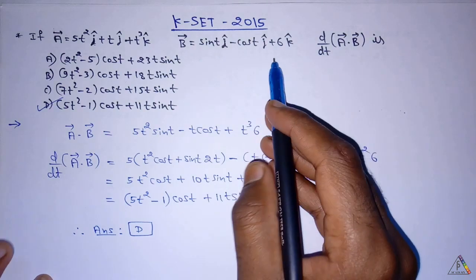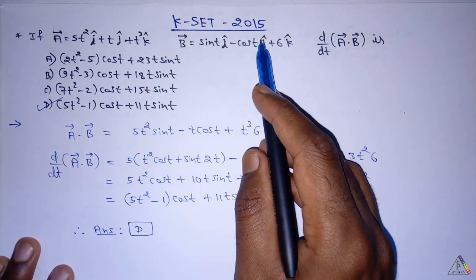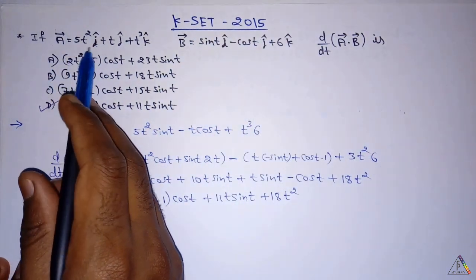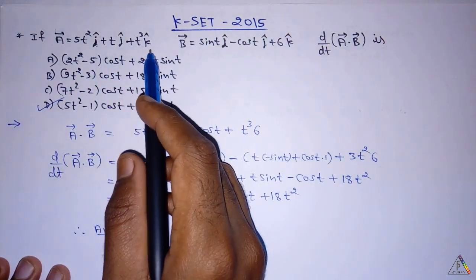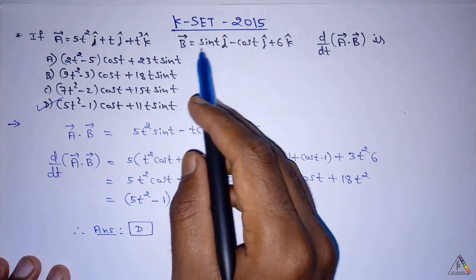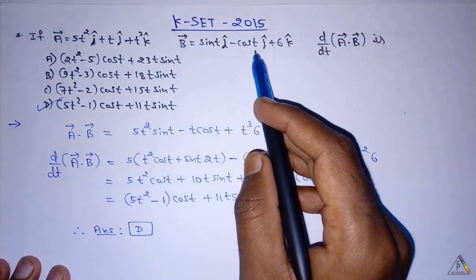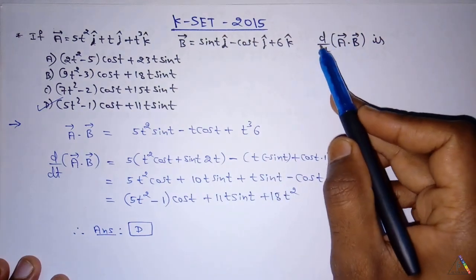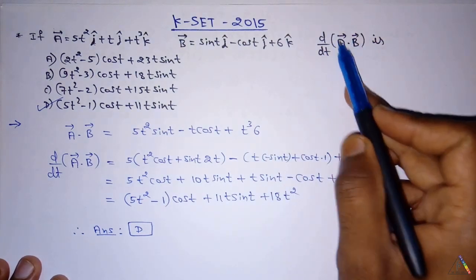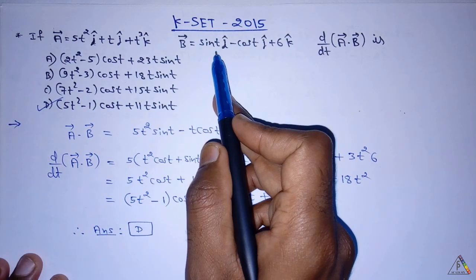This is the KSET 2015 question. If a vector is equal to 5t square i cap plus t j cap plus t cube k cap and b vector is equal to sin t i cap minus cos t j cap plus 6 k cap, they are asking the derivative with respect to t of the dot product of these two vectors.